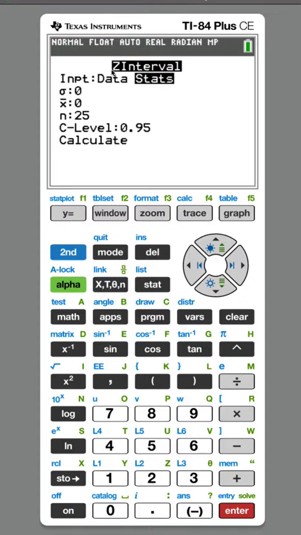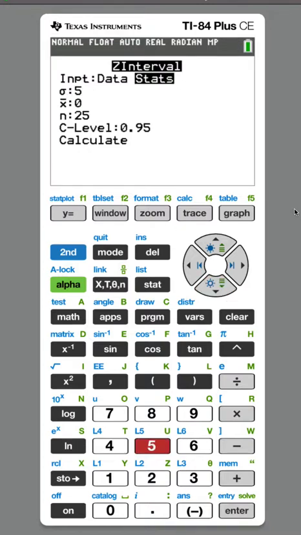And notice that Z interval asks for sigma. So I like to focus on the fact that the calculator tells me what to do in a sense, because it's giving me what I need to use Z, right? I need sigma. So I don't know, I'm going to make it up, 5, and then X bar. Let's assume all this is given to me.